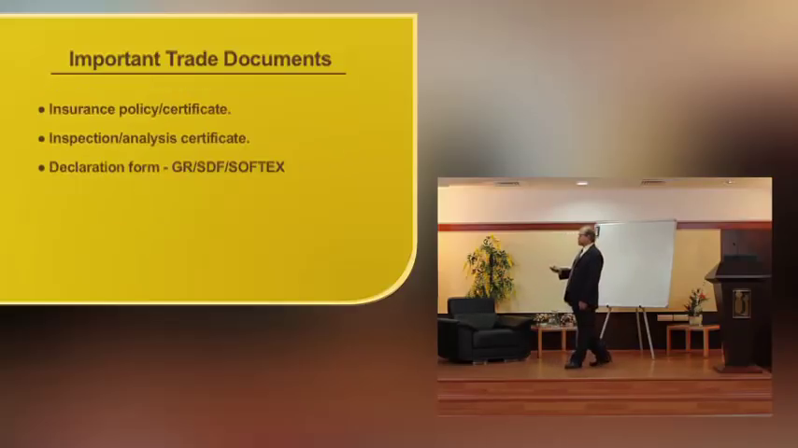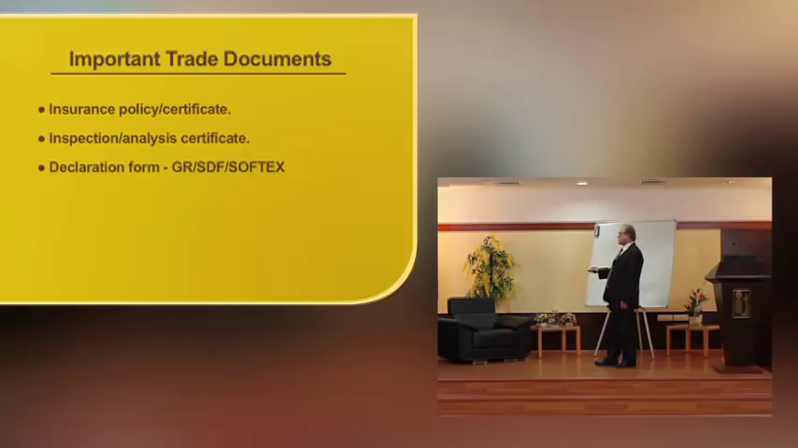Okay? Next, insurance policy. This is of course very important from the risk coverage point of view. So, insurance policy certificate takes care of perils on the sea due to which there could be a loss or damage to the goods. Then, inspection and analysis certificate, this is part of the document. Then, most critical document, last but not the least, it is declaration form.